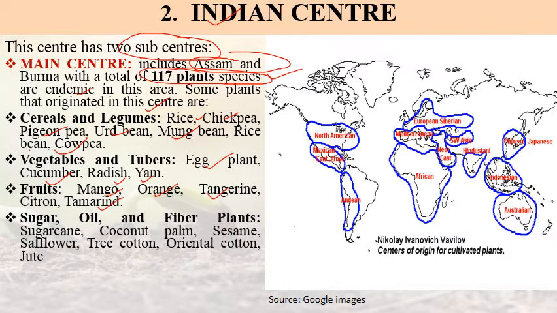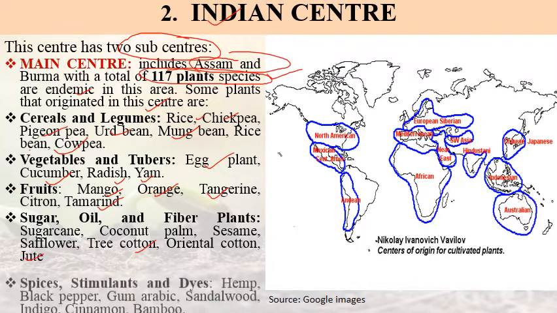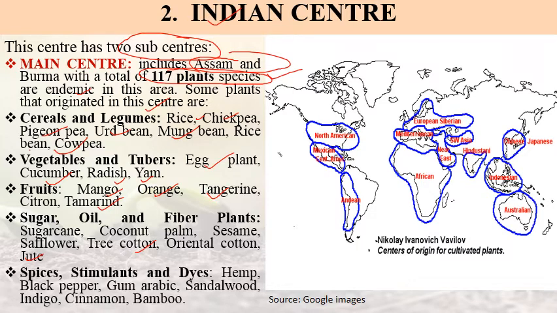Next we have sugar, oil and fiber plants like sugar cane, coconut palm, sesame, safflower tree, cotton, oriental cotton, and jute, etc. Next we have spices, stimulants and dyes like hemp, black pepper, gum arabic, sandalwood, indigo, cinnamon, bamboo, etc. So these plants all originated in this main center of the Indian center of origin of cultivated plants.